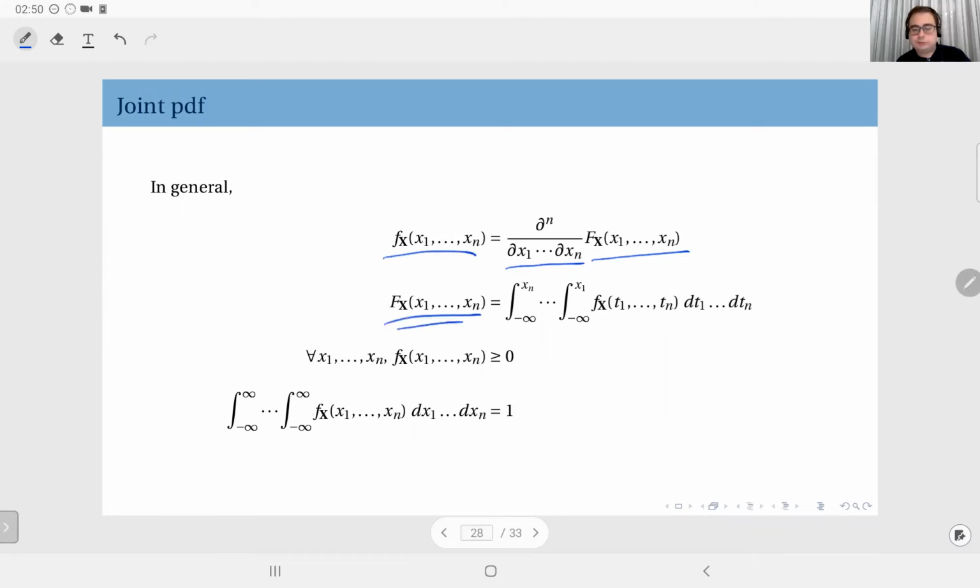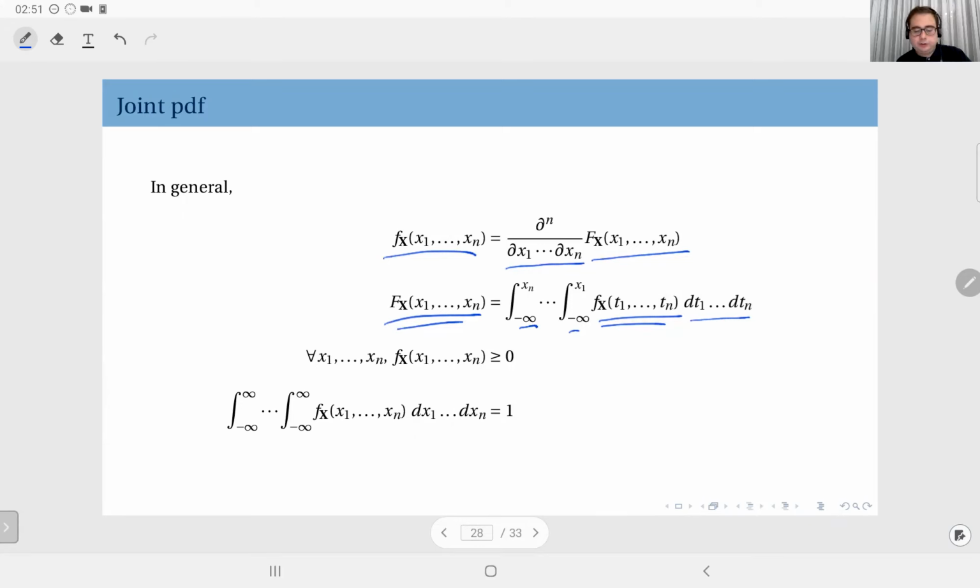The joint CDF can be written in terms of the integration of the joint PDF, where you integrate the joint PDF with respect to each of the parameters, t1 through tn, from minus infinity to x sub i, let's say. Okay, x1, x2, xn, etc.